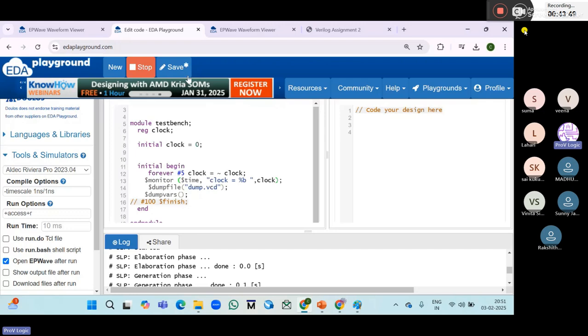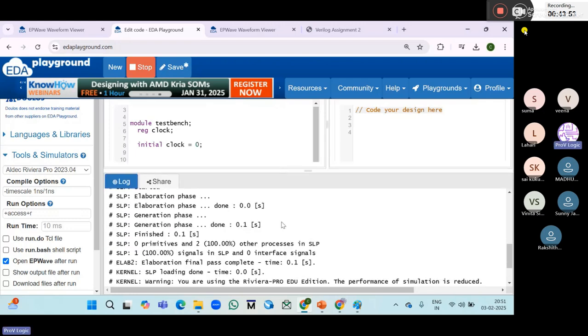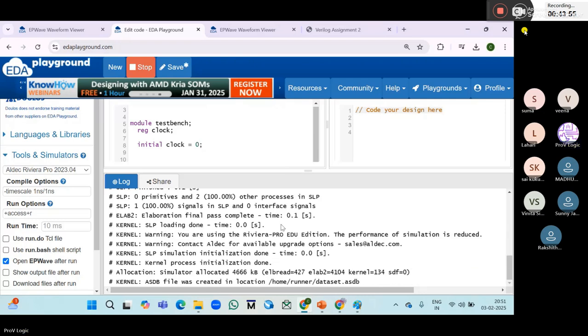Long simulation. Still it is running. We didn't use finish, right? That's why.